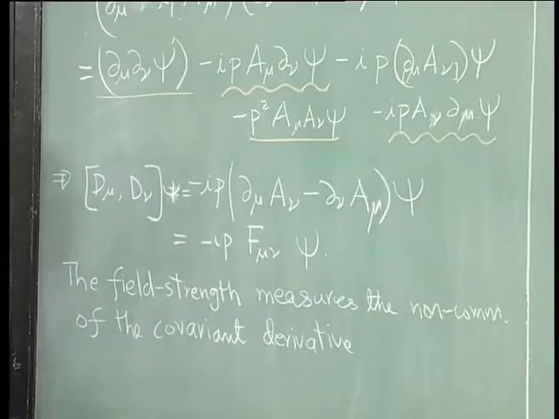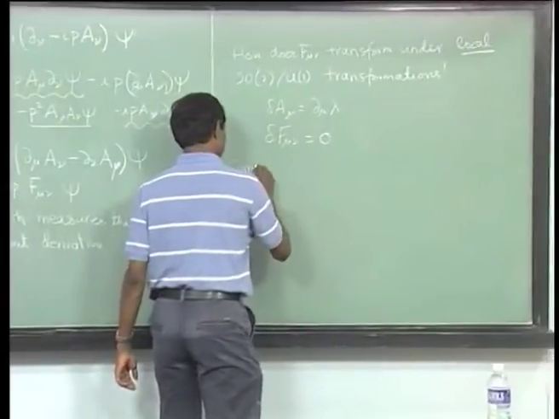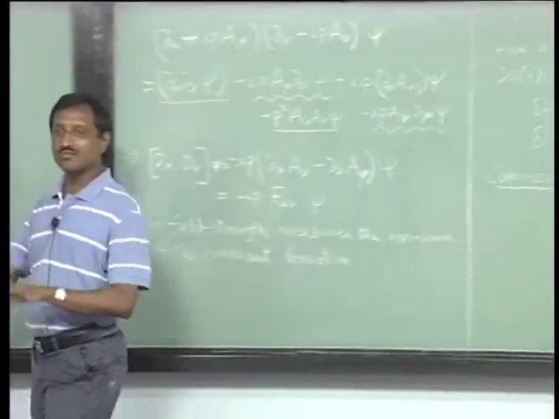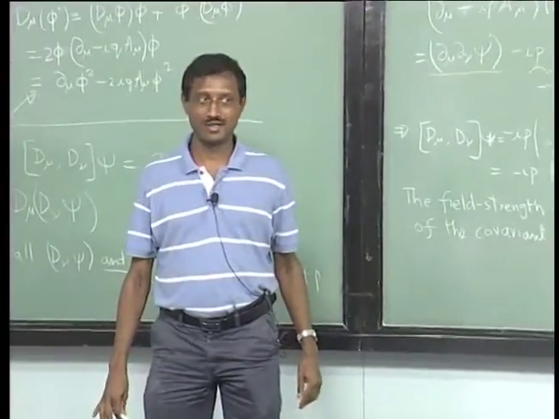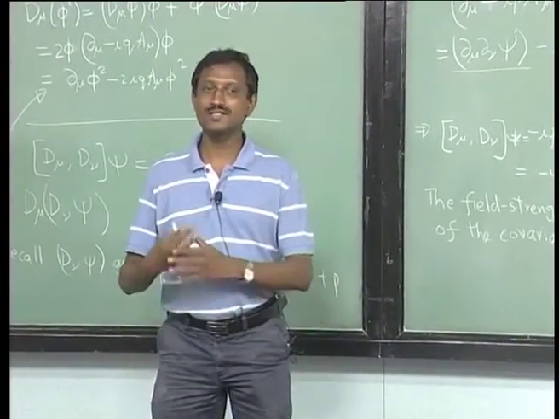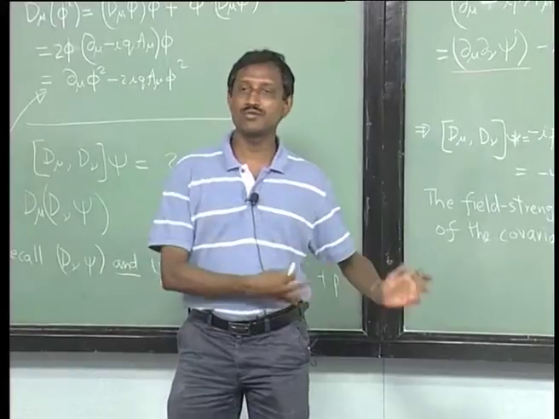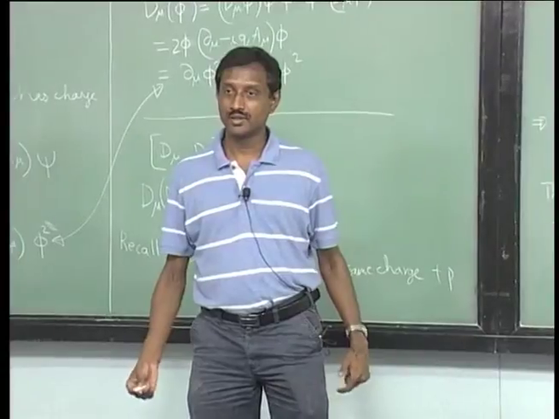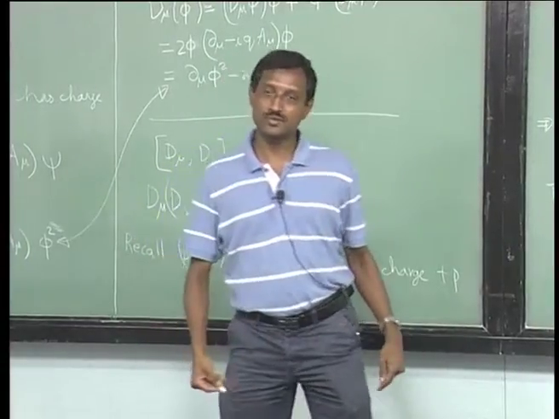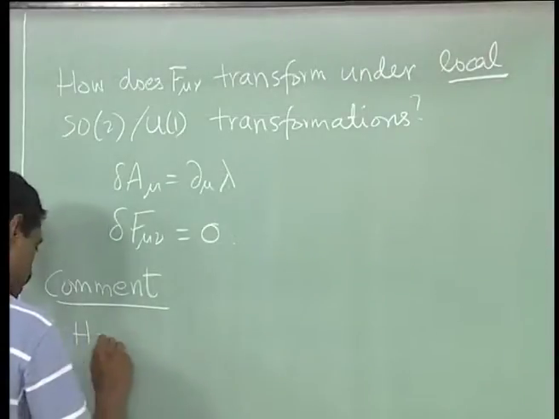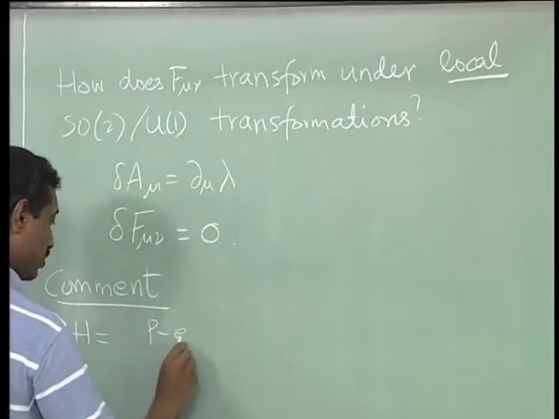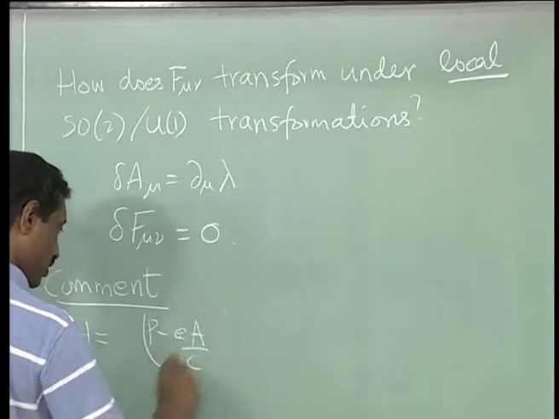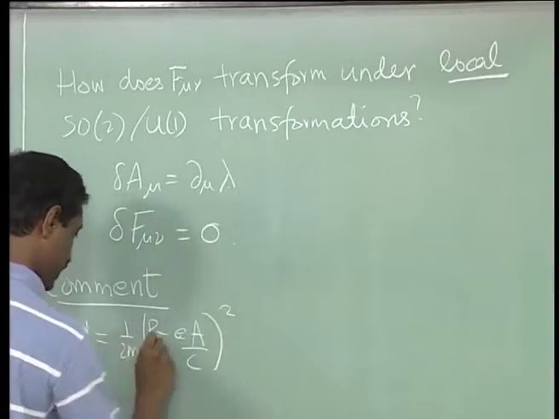Okay. I just have one comment. In fact, I claim that all of you have seen the covariant derivative before. The context is the coupling of the electron or whatever to a magnetic field. What was the Hamiltonian? It was in one of our problem sets also. The Hamiltonian was (P minus E A by C) whole square upon 2m. Okay.